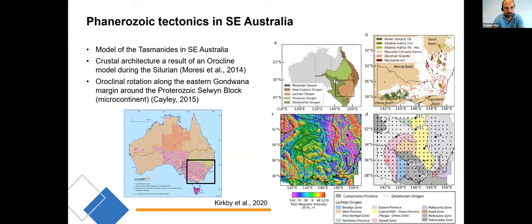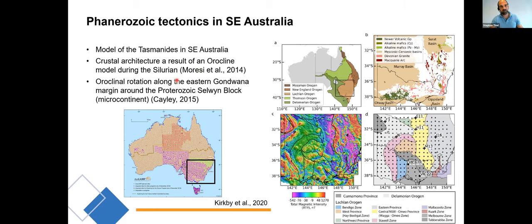I'm now going to start coming back down to the southeast. So this is a fairly young terrain. And this is some of the results that Alison Kirby from Geoscience Australia has produced. And these are really stunning images. So this is a model of the Tasmanides in southeastern Australia. This is an area which has seen recently the establishment of an orocline model that progressed in the Silurian, so about 400 million years ago.